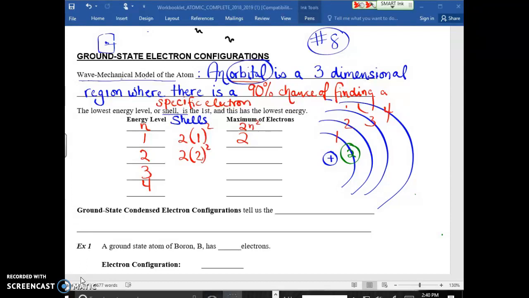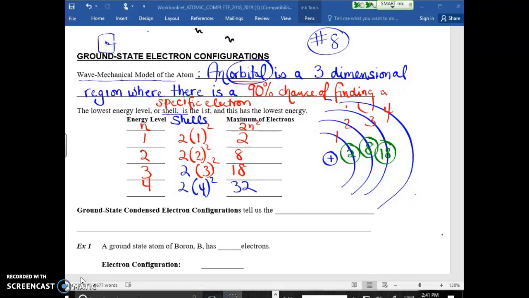2 squared is 4 times 2 is 8. So in the second energy level, I can have a maximum of 8 electrons. I can have 1, 2, 3, 4, 5, 6, 7, or 8, or perhaps it's even empty. That's entirely possible. In the third energy level, 3 squared is 9 times 2 is 18. I can have a maximum of 18 electrons in the third energy level. Of course, I can have fewer. Of course, you can't have 19. No, no, no. The maximum is 18. And in the fourth energy level, 4 squared is 16 times 2 is 32.